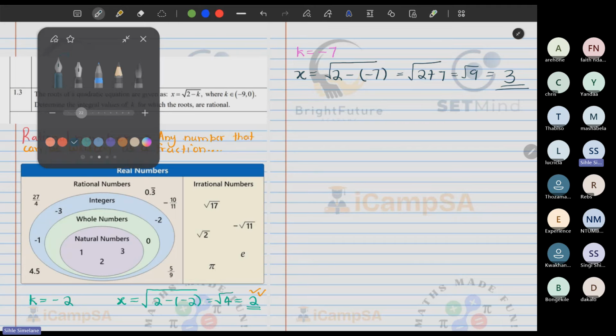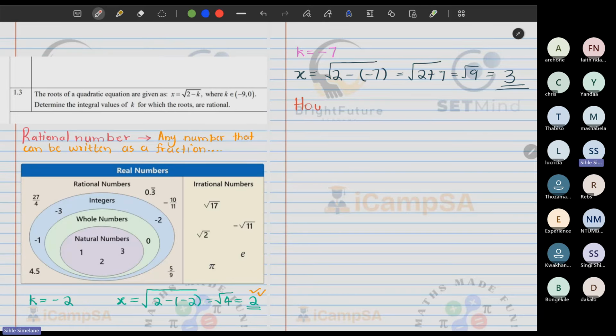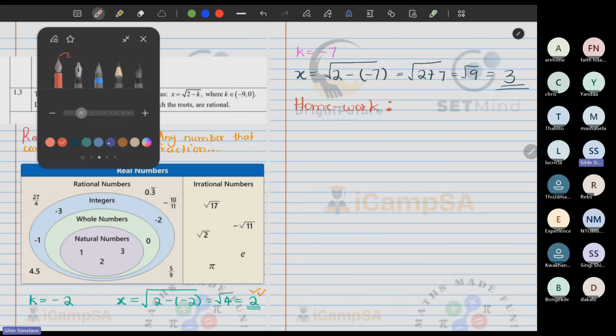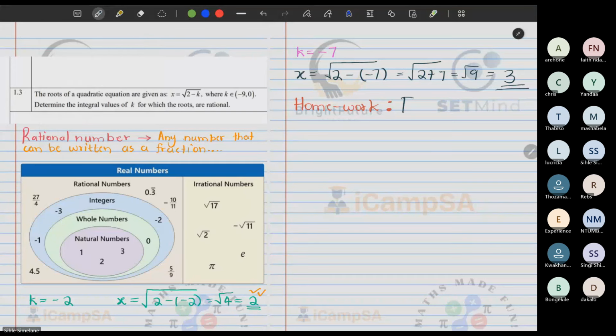So I need you guys to go and find the rest. That is your homework. Go and see if you can figure out other k values that will work. So that becomes your homework. Find other k values. If you do find them, then I'm going to be very happy, guys. But yeah, go and figure them out and see what you get.